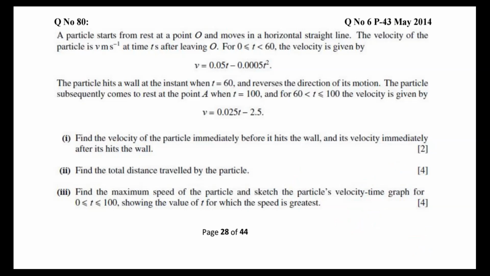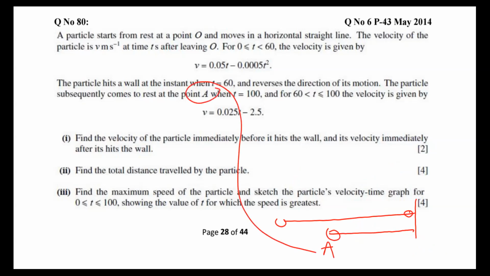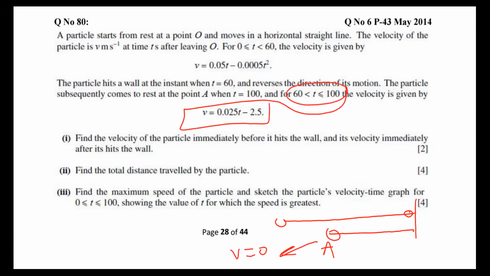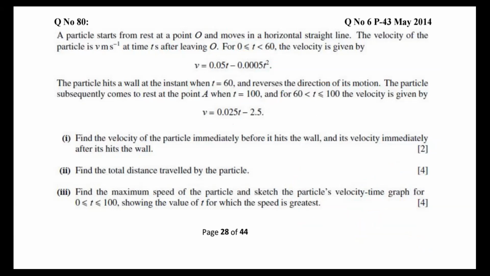So let's start. He said that after 60, in reverse direction, it comes to rest at point A. It means it goes away, hits the wall, and then comes back and stops somewhere here at a point A. It means at this particular point, velocity is 100% zero. This formula is given from 60 to 100, and from 0 to 60 we have this formula. We are given both.